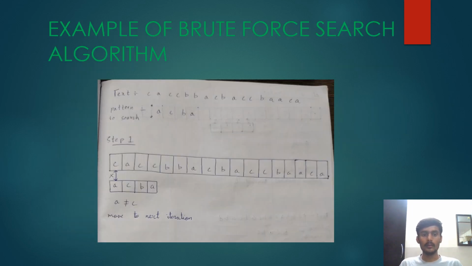Example of brute force search algorithm. Now let's take an example of a sequence of alphabets, that is the text, and the pattern is ACBA. Now let's compare with the text. Now A does not match with C.